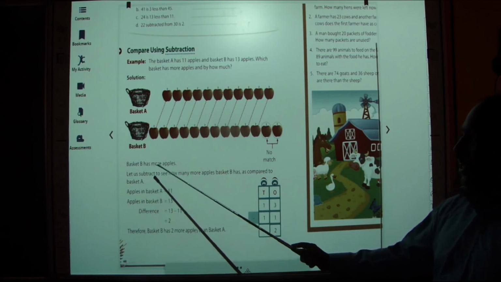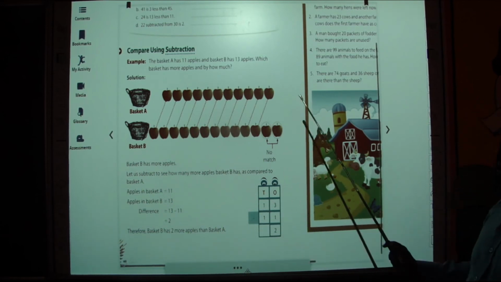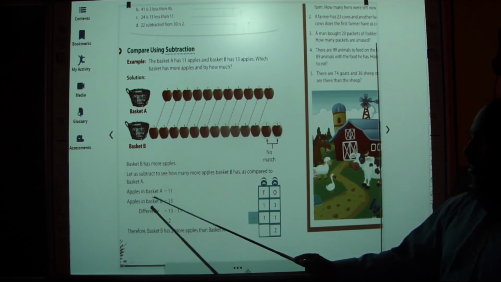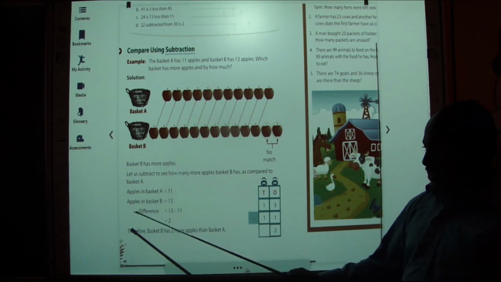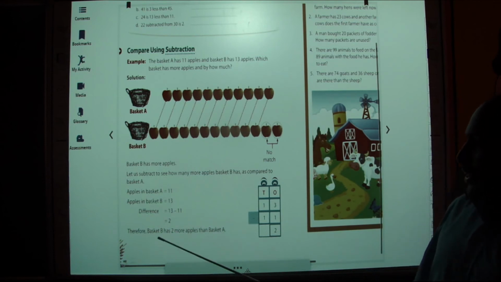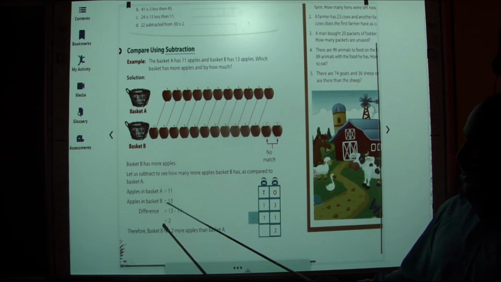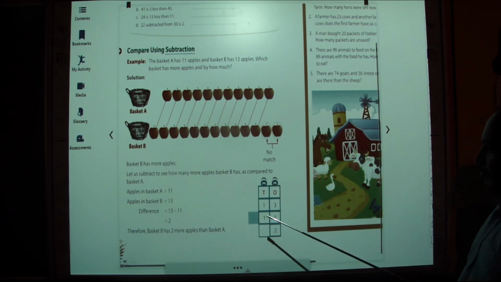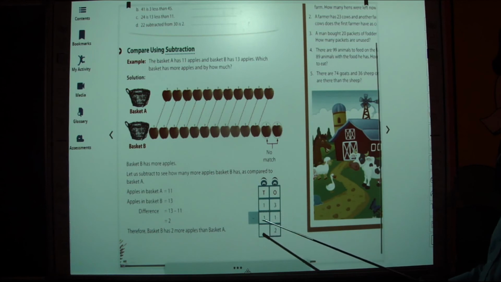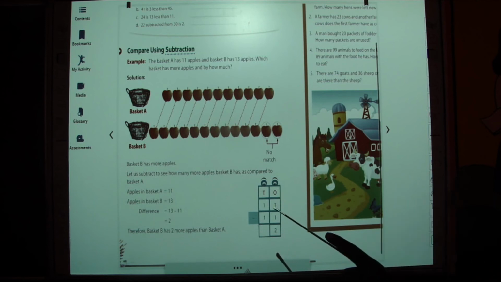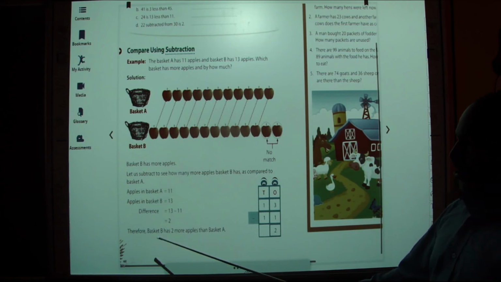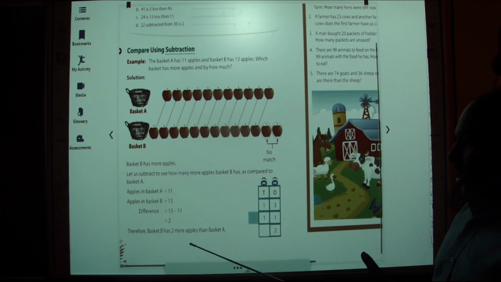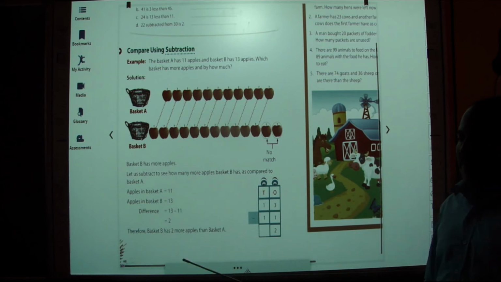So basket B has more apples. Basket B has 2 more apples. Apples in basket A is equal to 11. Apples in basket B is equal to 13. So our difference is 13 minus 11. Listen here. Ones and tens. 13 minus 11. 3 minus 1 is equal to 2. Next, 1 minus 1 is equal to 0. So our difference is 2. Therefore, basket B has 2 more apples than basket A.